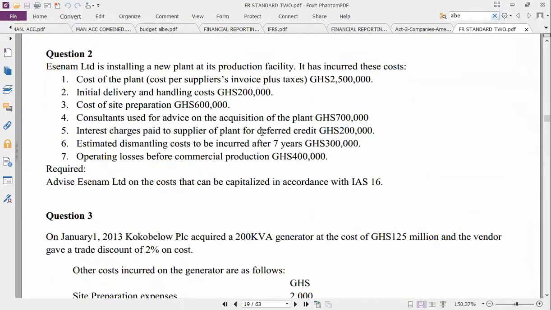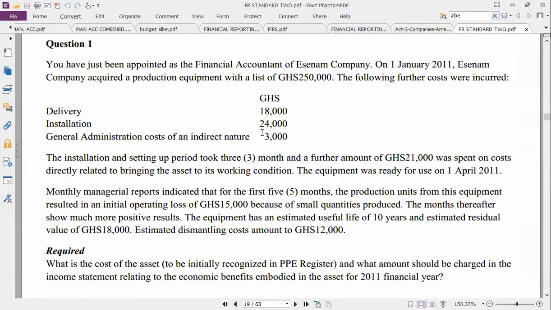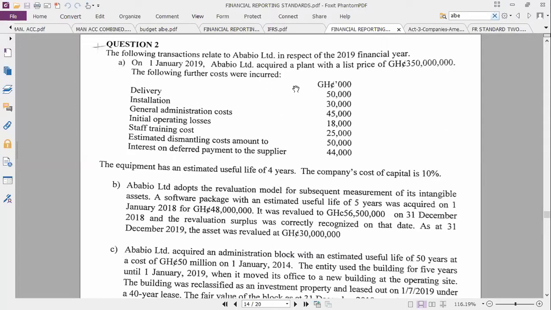So let's look at this particular question. Good. Now let's come back to our question.